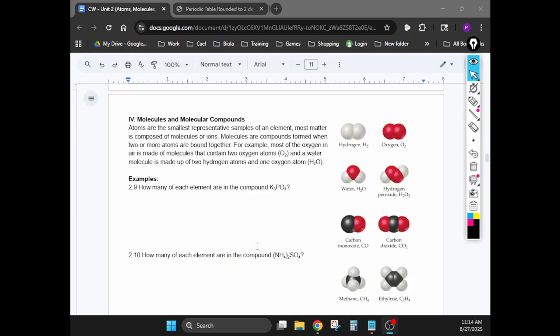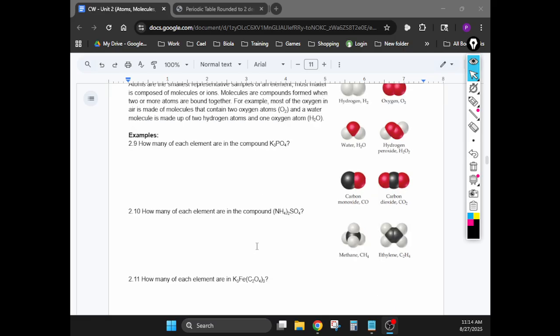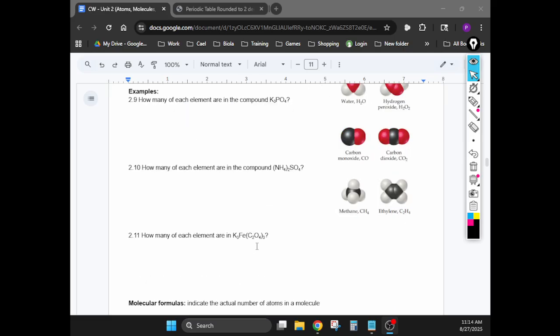We're going to talk about how to interpret molecule formulas just real quick. We're just going to speed through it. So let's do 2.9 together, and then I'll have you do 10 and 11, the harder ones, on your own. So 2.9, when you have a molecule formula like this, it might be hard to see.